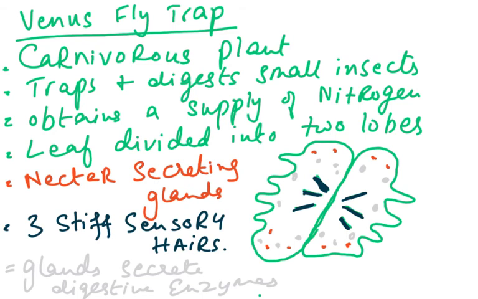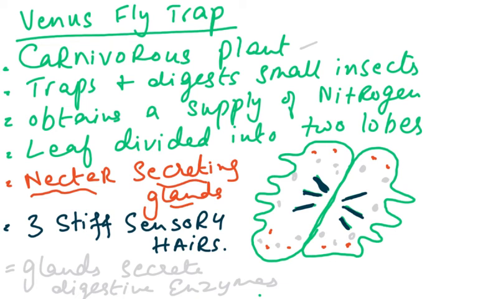Venus flytrap is another topic which we need to talk about in this chapter. It is a carnivorous plant. It traps and digests small insects. They get caught in it. They are attracted because the leaf has nectar secreting glands on the edges. So the nectar secreting glands at the edges attract the insects in.